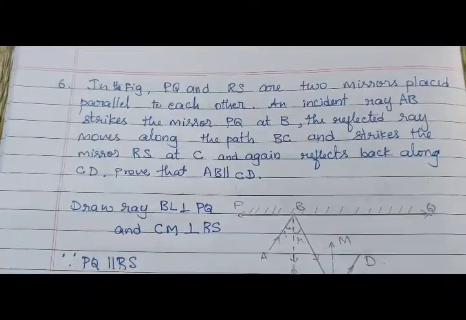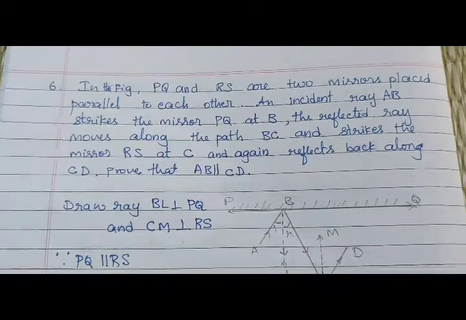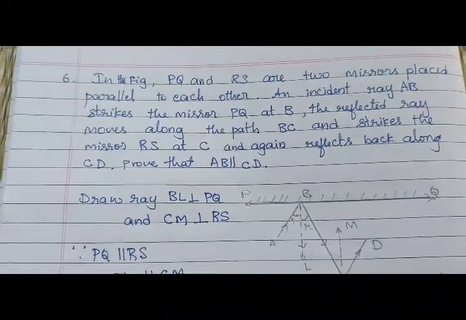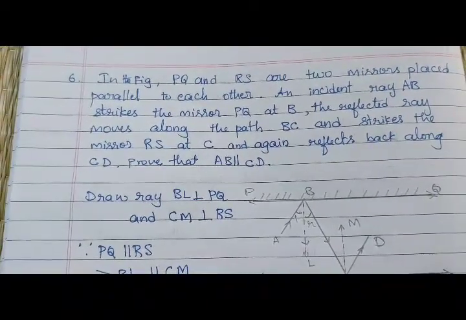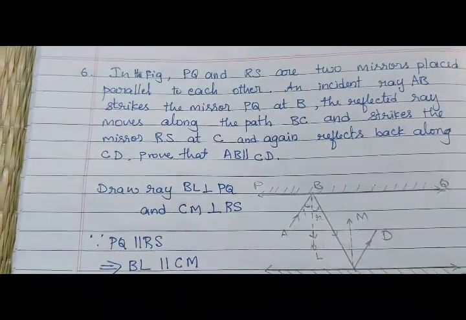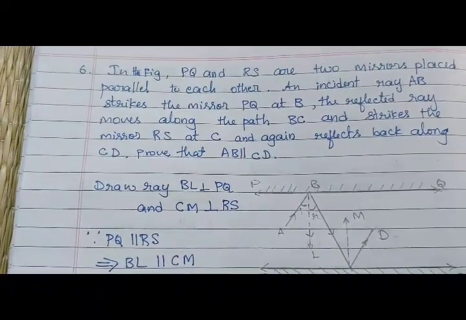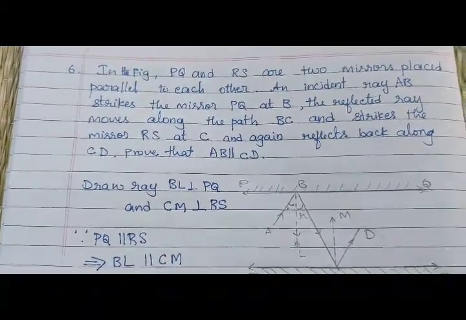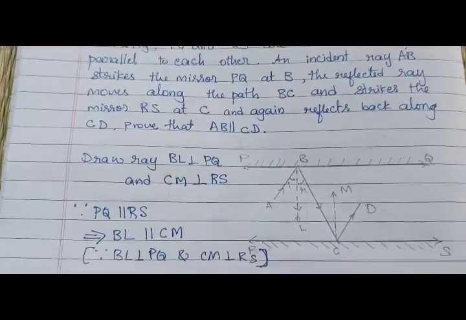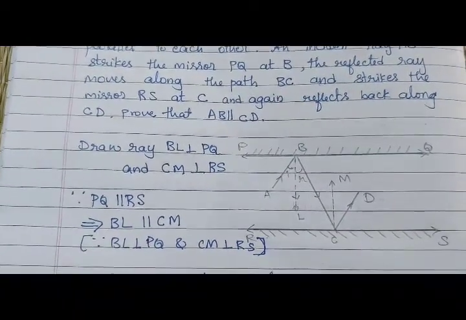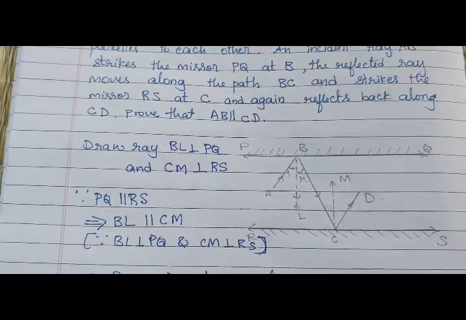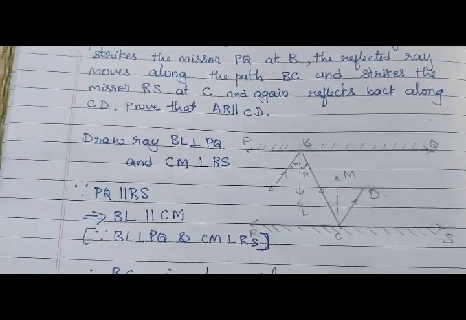In the figure, PQ and RS are two mirrors placed parallel to each other. An incident ray AB strikes the mirror PQ at B and the reflected ray moves along the path BC and strikes the mirror RS at C and again reflects back along CD. Prove that AB is parallel to CD.